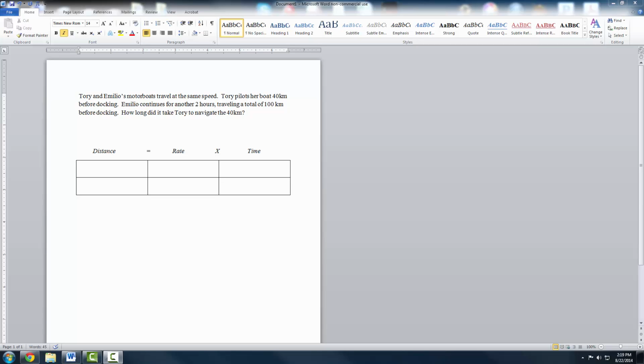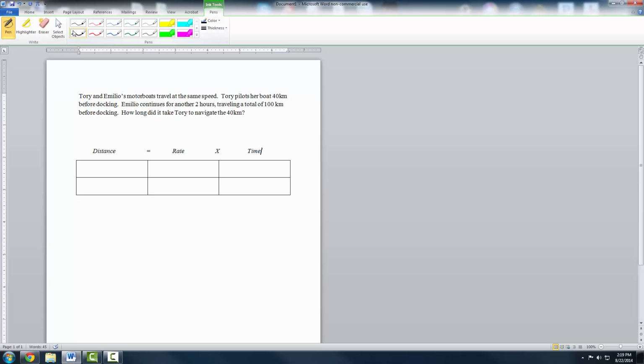So if you read here, here is the problem. This actually is the actual problem. It comes from your textbook. It's one of the even numbered problems. Tori and Emilio's motorboats travel at the same speed. Tori pilots her boat 40 kilometers before docking. Emilio continues for another 2 hours, traveling a total of 100 kilometers before docking. How long did it take Tori to navigate the 40 kilometers?